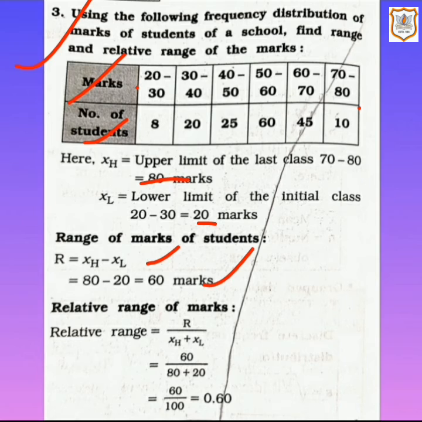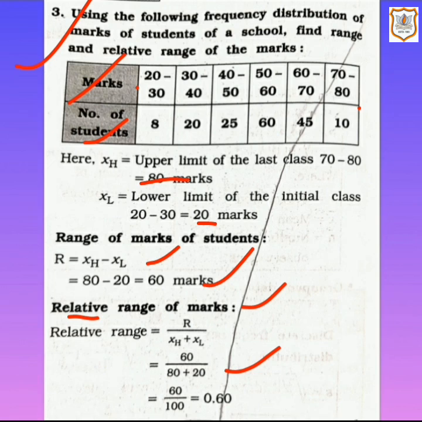Now we'll find the relative range, that is coefficient of range, and the formula is R upon XH plus XL, that is 60 upon 80 plus 20, that gives you 60 upon 100 and the answer is 0.60.